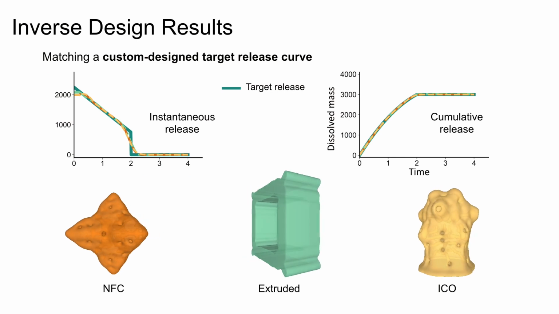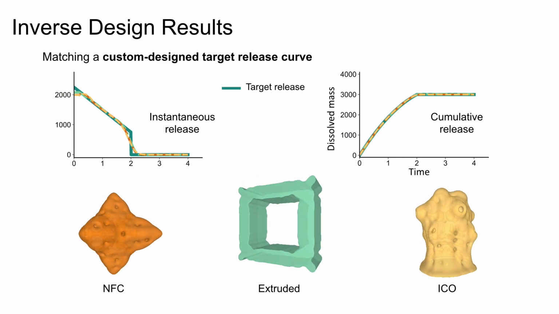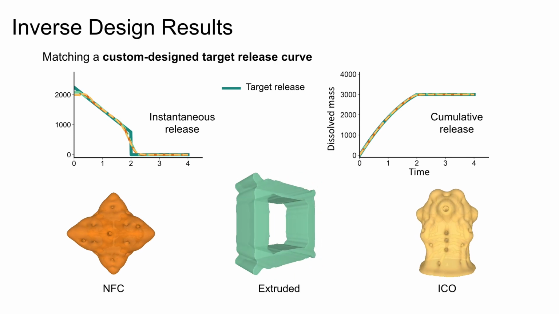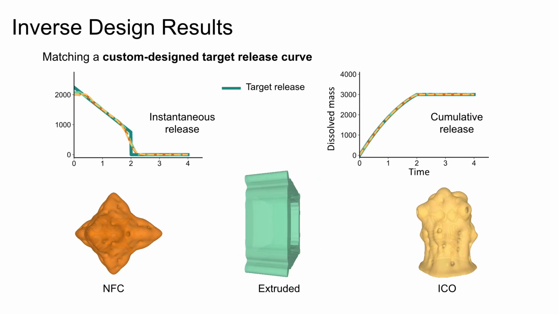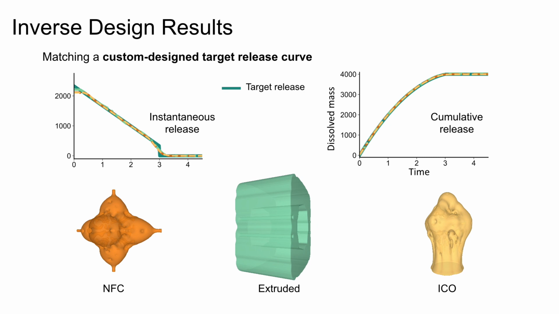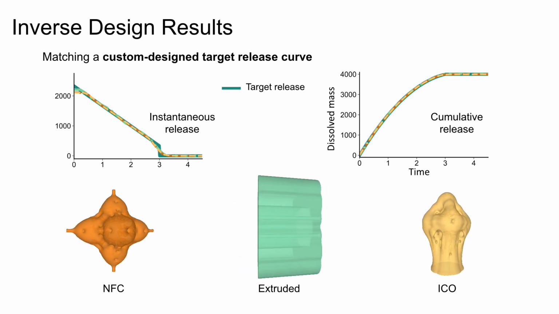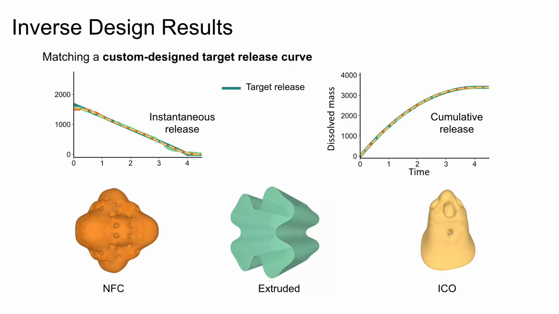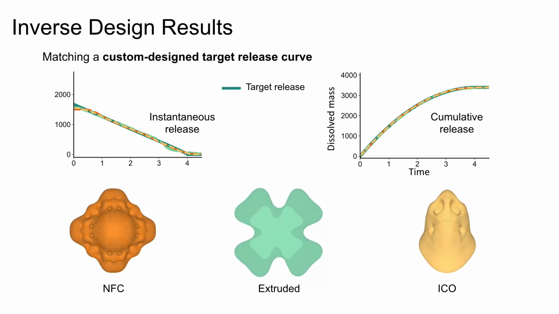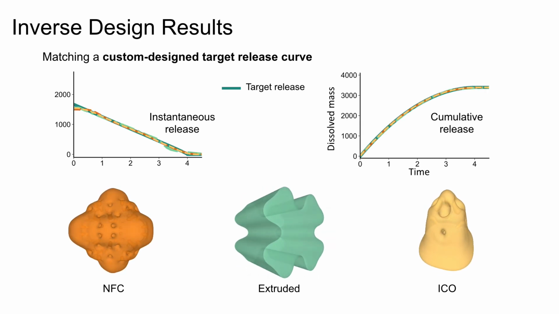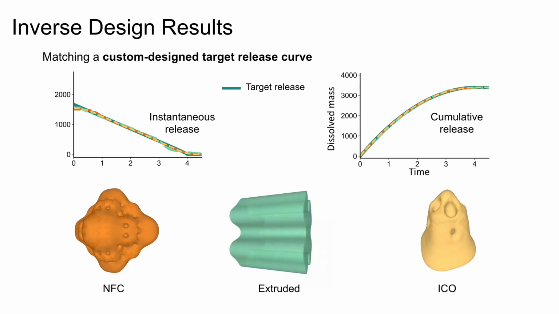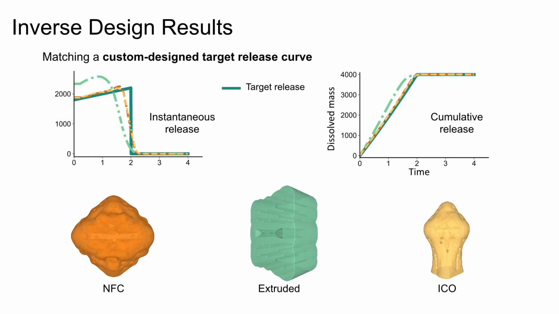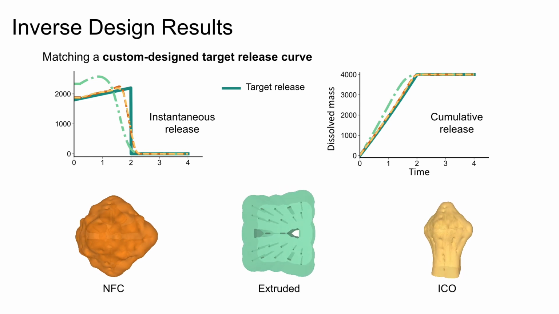We validated our inverse design system on a variety of target release curves and with different strategies for enforcing printability. The orange designs on the left were not constrained to be printable. The middle designs in green were defined by extruding 2D density fields into 3D, guaranteeing printability by construction. The right designs in yellow were created by incorporating a physics-based printability objective in the optimization, as described in our full talk. We are able to achieve constant rate release profiles and even increasing dissolution rates with our optimization.